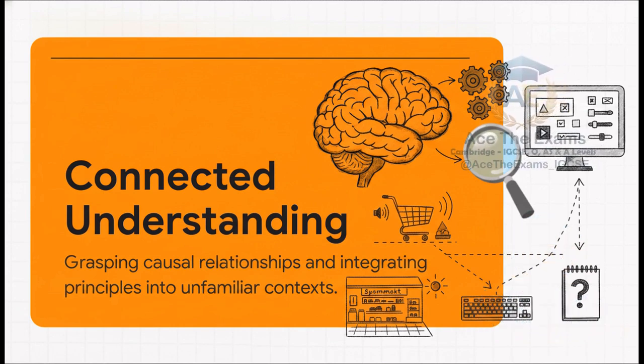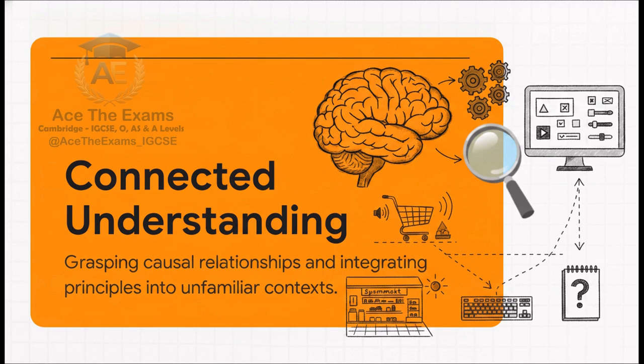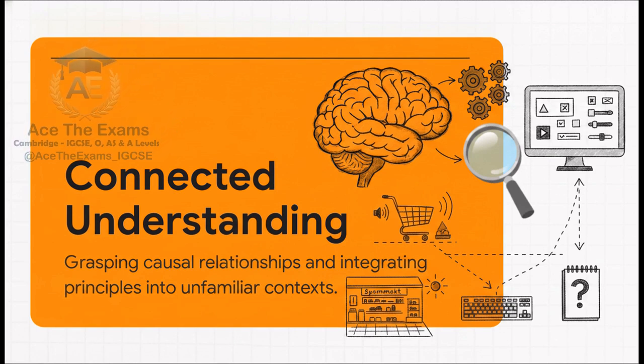We need to completely reset how you think about the syllabus right now. You simply cannot view these topics in isolation anymore. The crucial overarching conceptual goal here is what we call connected understanding. The Cambridge syllabus emphatically states that top-performing students exhibit the ability to grasp causal relationships and integrate GUI principles seamlessly into completely unfamiliar exam contexts.